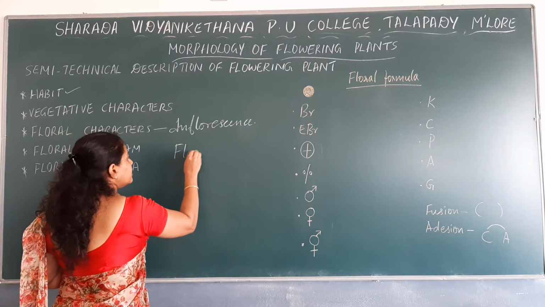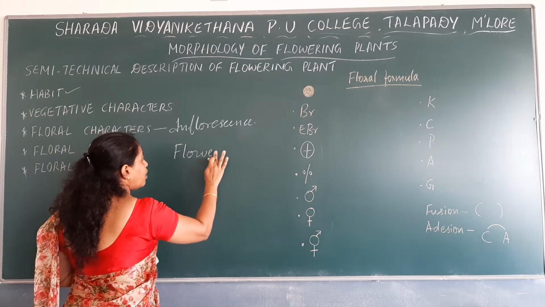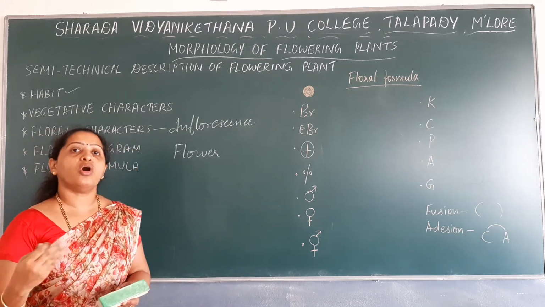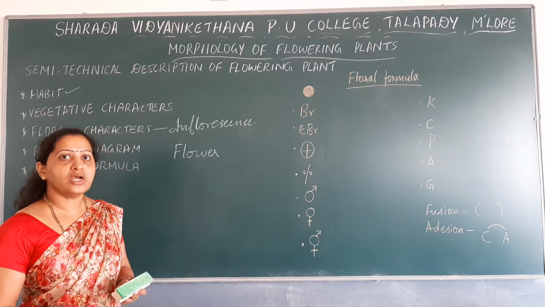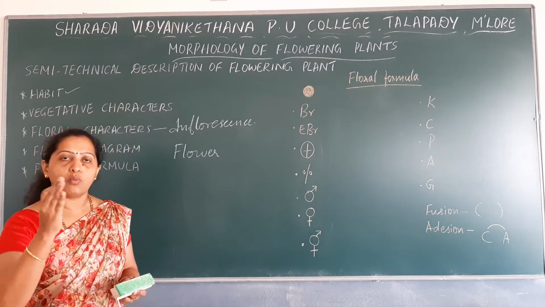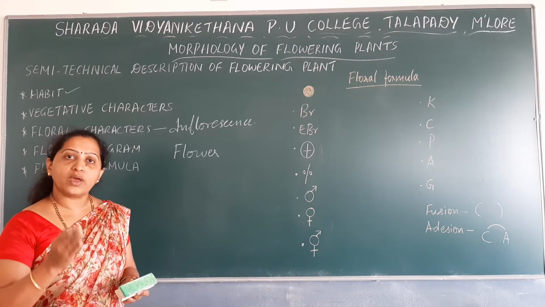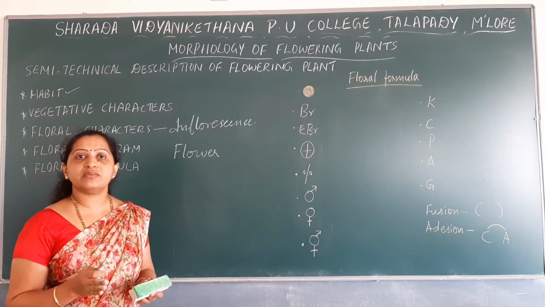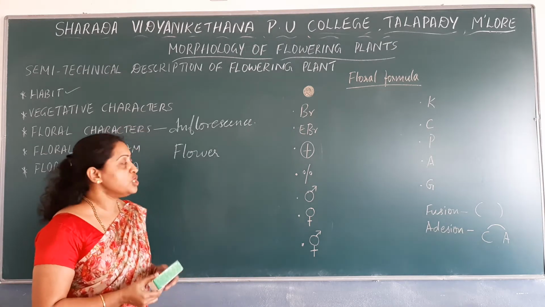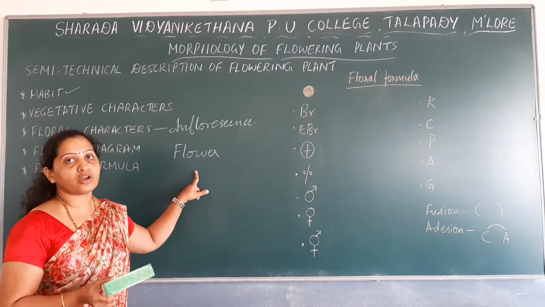And after describing the inflorescence, how to describe the single flower? Whether the flower is unisexual or bisexual, and what type of symmetry is present in the flower, whether it is asymmetrical or symmetrical, and if it is symmetrical, whether it is actinomorphic or zygomorphic. So these details have to be given for a flower.